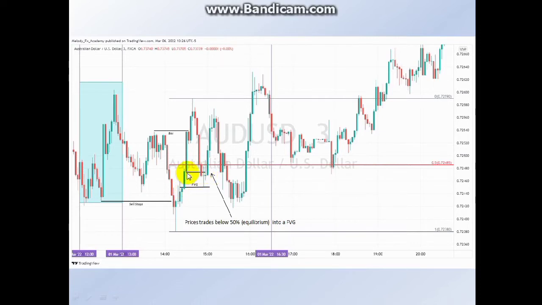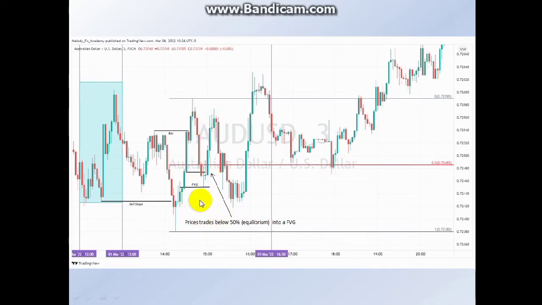So that's why this fair value gap, below the 50% level, which is a discount market environment, interested me much more than the first fair value gap. Now that is how we divide the market, the trend, a range, into a discount and premium market. So we hope to buy at discount, and sell at premium.